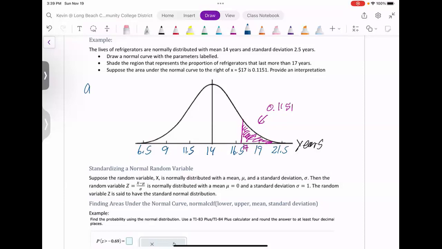So about 11.51% of refrigerators, I'm sure I'm misspelling that, there's no D, last more than 17 years.